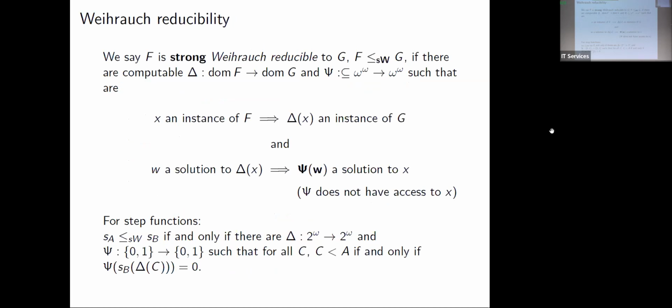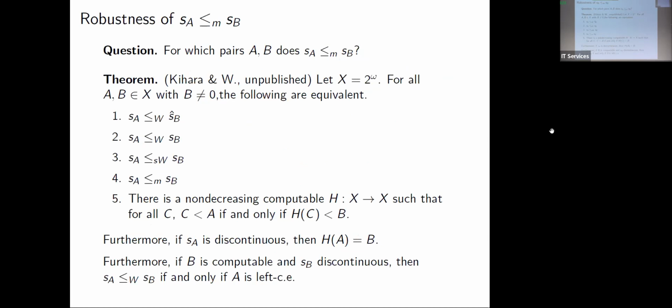Strong Weihrauch says we have this delta and we have this psi. The M reducibility says no, forget about psi, just get rid of it. It has to be the identity. And now this last one, number 5, says, in fact, we can make delta a non-decreasing function. Okay, so it turned out to be a notion that simplified down quite a lot to just the existence of these non-decreasing computable H's.